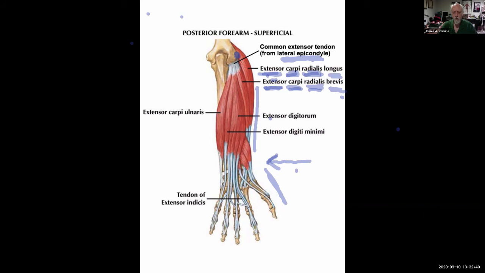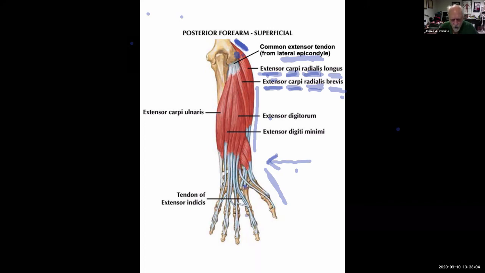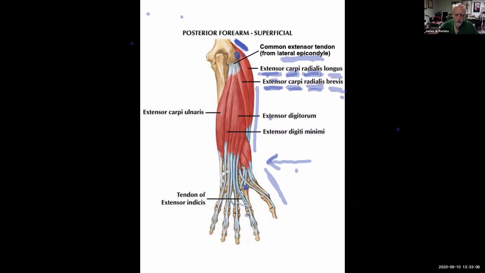The longus is a little bit more superficial. The only reason it's called longus is because it originates a little higher up on the humerus. It's originating specifically from the lateral supracondylar ridge of the humerus up here above the epicondyle. And if you were to follow extensor carpi radialis longus all the way down into the hand, there it is. It's inserting on the second metacarpal in the hand.